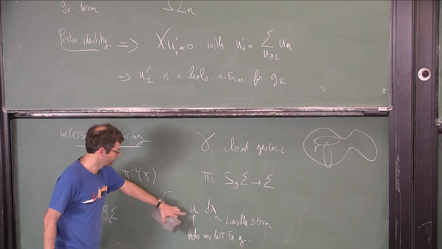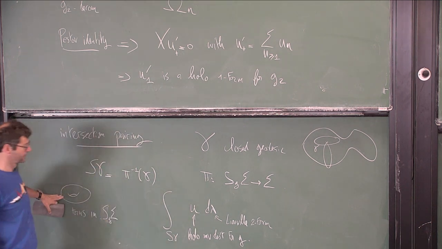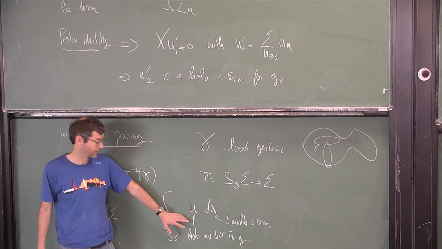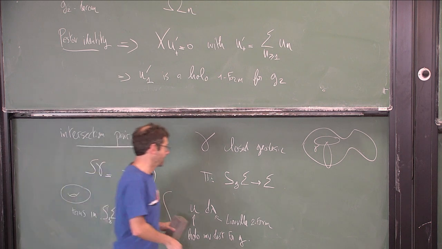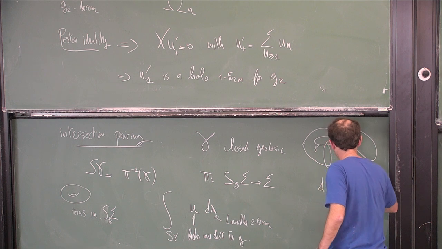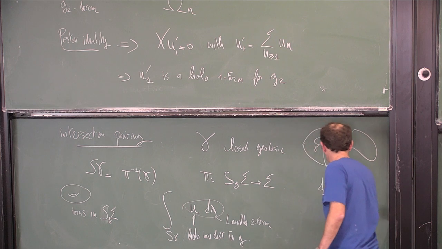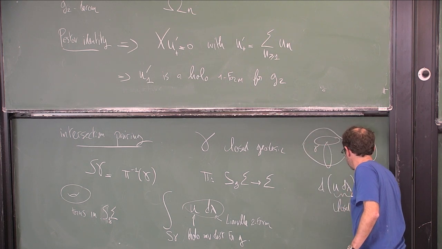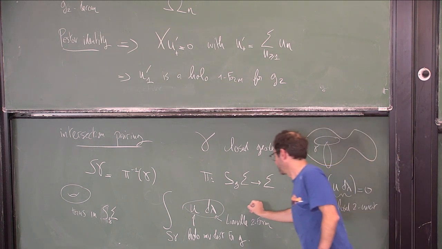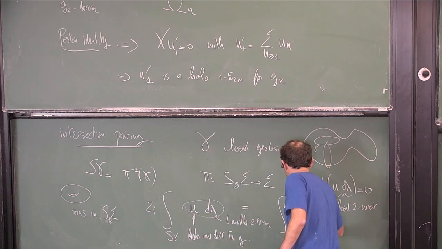So this is an invariant distribution. You integrate on this S gamma, this torus. Of course, to check that this makes sense, you have to use the wavefront set, because this is a distribution. It turns out that this current, U d lambda, is zero. So this is a closed two current. And if you compute this, you actually get the integral of gamma q1.